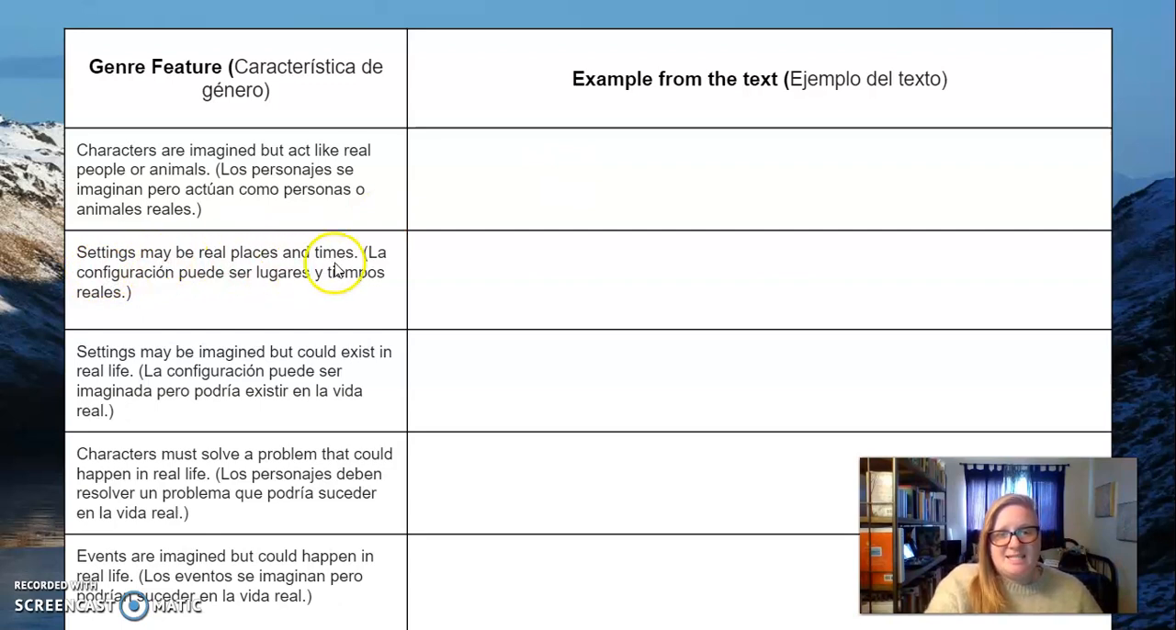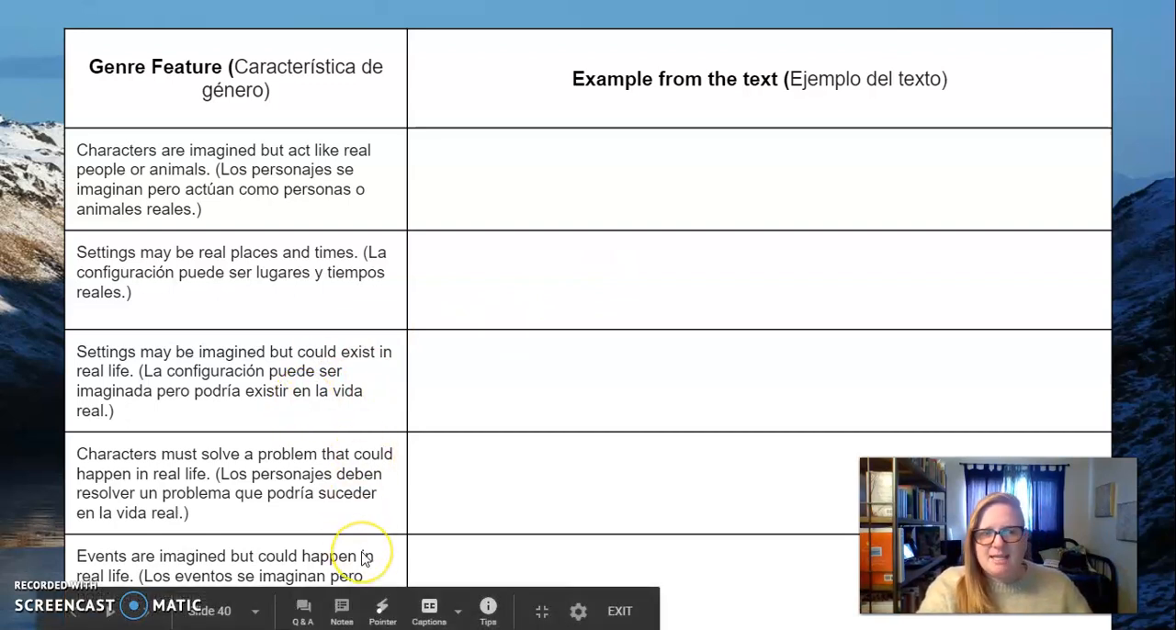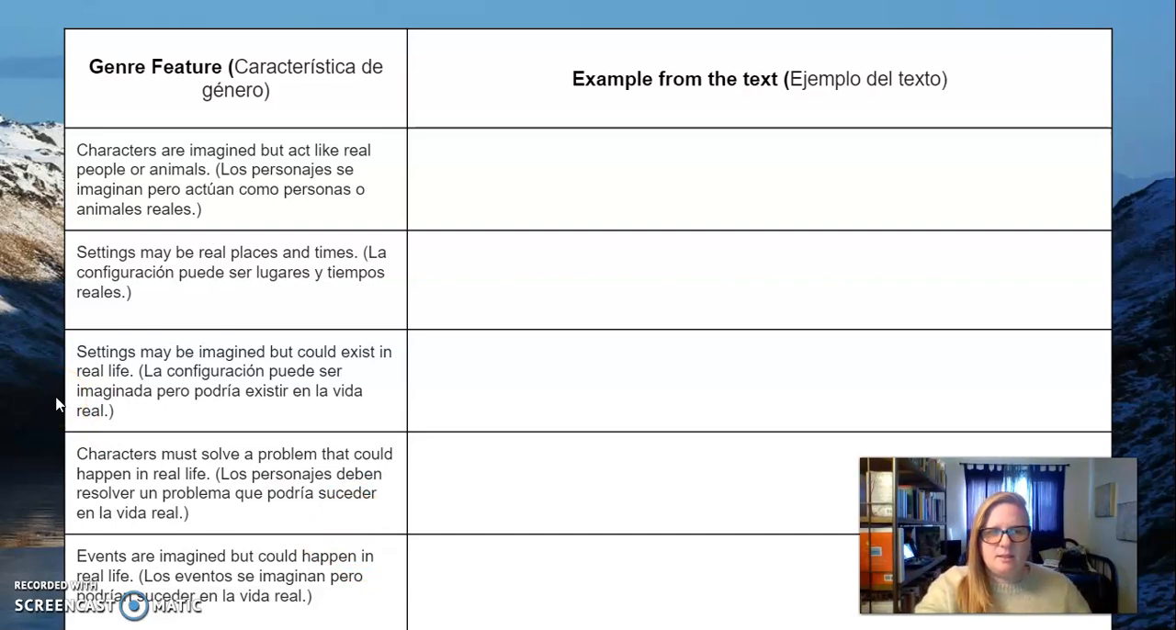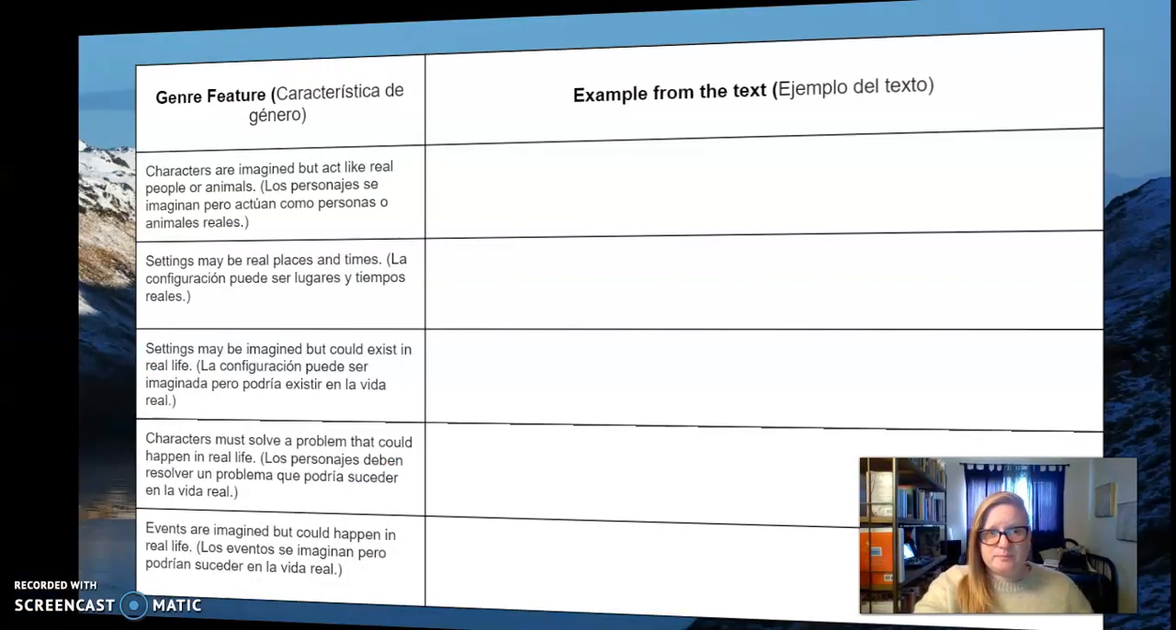Settings may be real places and times. Find an example in the text that tells us maybe the time and place that this story is taking place in. And then you're going to continue on and finish up this chart.